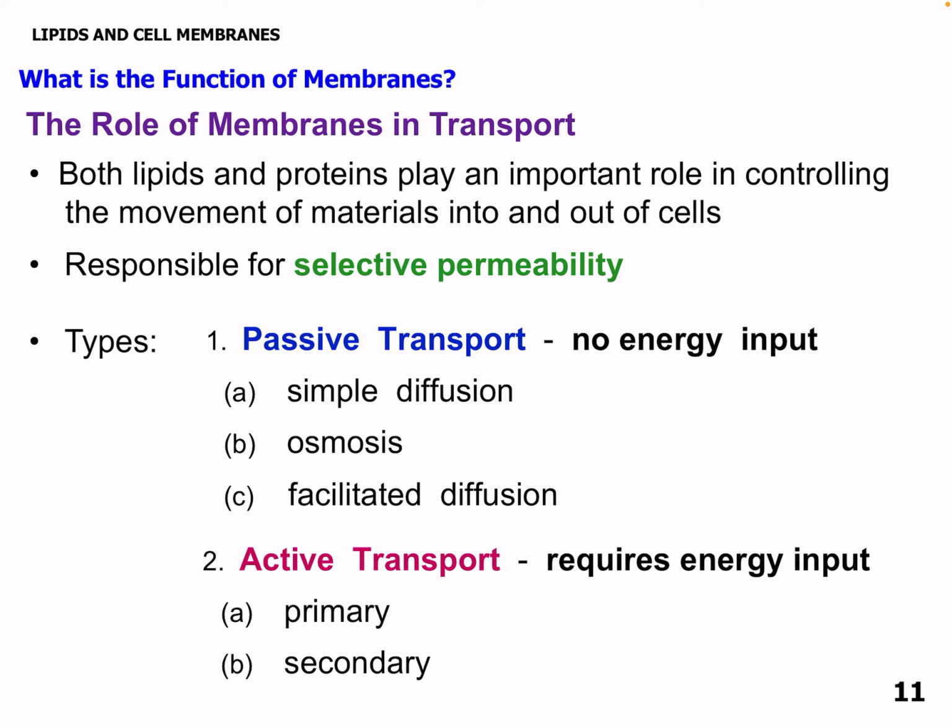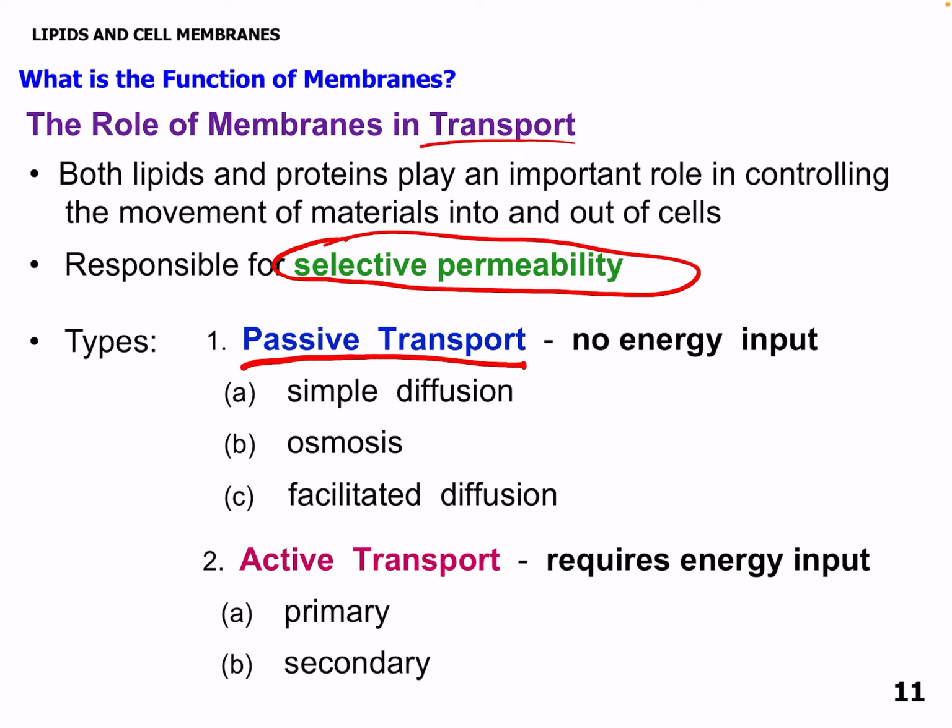So what is the role of membranes in transport? Both lipids and proteins play an important role in controlling the movement of materials into and out of cells. The membranes are again responsible for selective permeability. There are several different types of transport, but the main ones are passive transport, which means no energy required, and active transport, where most times we use energy, which is ATP. As we saw in DNA, we use GTP, but in most cases ATP.